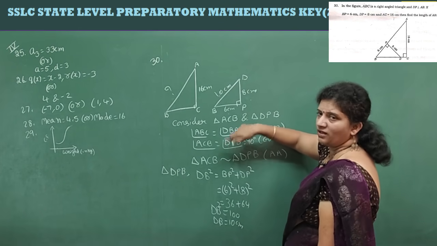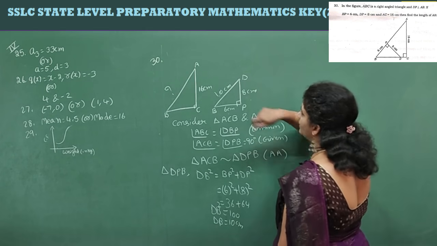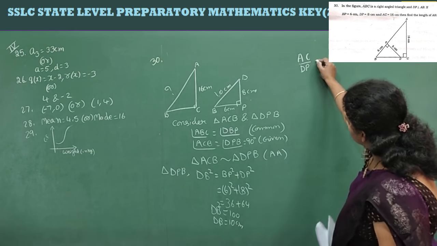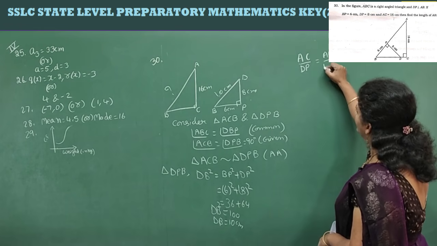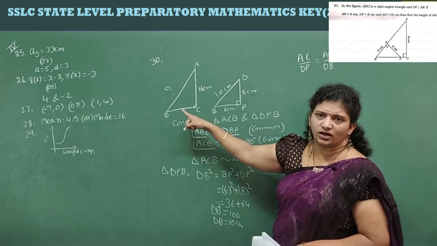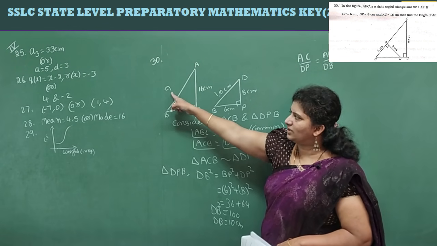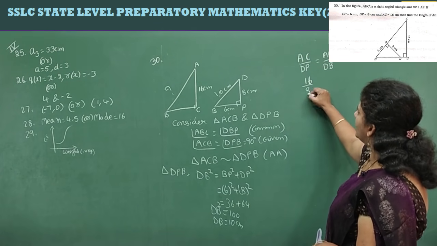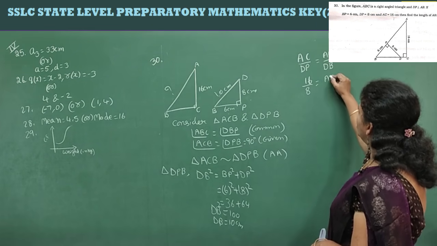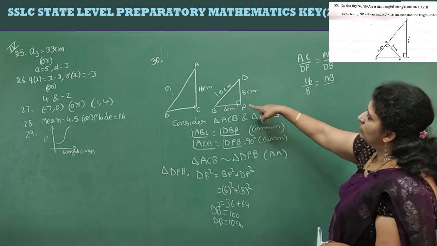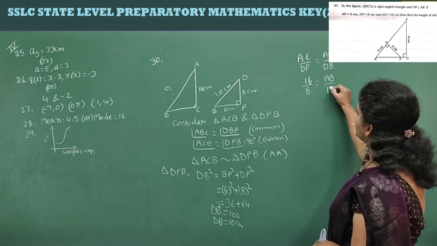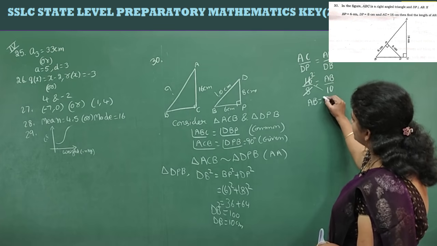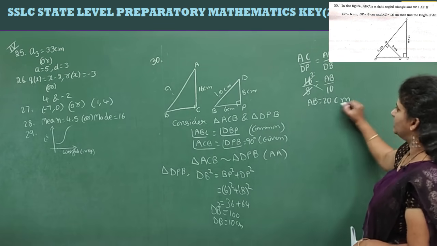Now equate the ratios, children, comparing these two triangles. The two triangles are similar, then their ratios are in proportion. Write the ratios. I will write AC by DP is equal to AB by DB. Why? I don't want the third side. They have given these. I need to find this one. So substitute. AC value is 16. DP value is 8. AB value we don't know. And DB value, what is the DB value you got? 10. 8 2s are 16. And AB is equal to, send this 10 to the other side, 10 2s are 20 centimeters.